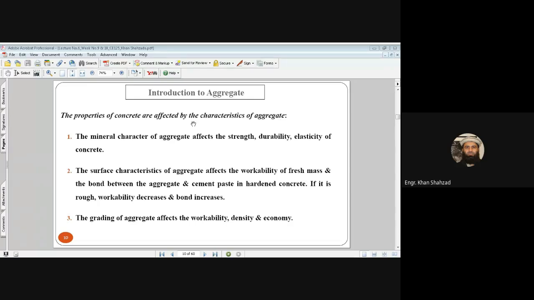The properties of concrete are affected by the characteristics of the aggregates. So let's talk about the characteristics of the aggregates. The mineral character of aggregates affects the strength, durability, and elasticity of the concrete. The type of rock, the mineral characteristics from where you have got these aggregates, will affect the strength, durability, and elasticity of the concrete. The surface characteristics of aggregates affect the workability of the fresh mass and the bond between the aggregates and cement paste and hardened concrete, if you remember smooth aggregates and rough aggregates. If it is rough, workability decreases and the bond strength increases. The third is that the grading of the aggregates affects the workability, the density, and finally the economy of the concrete.